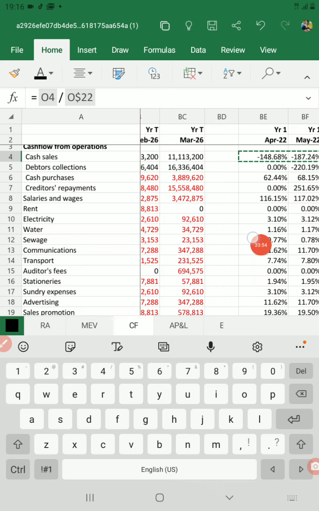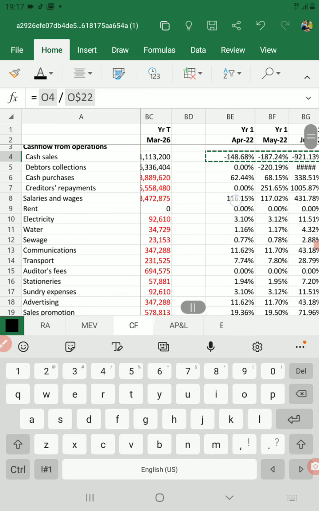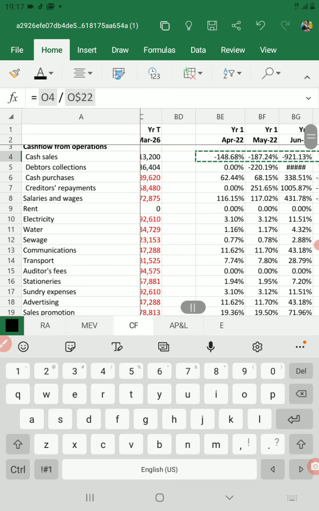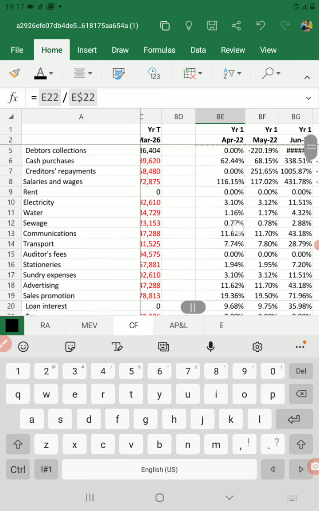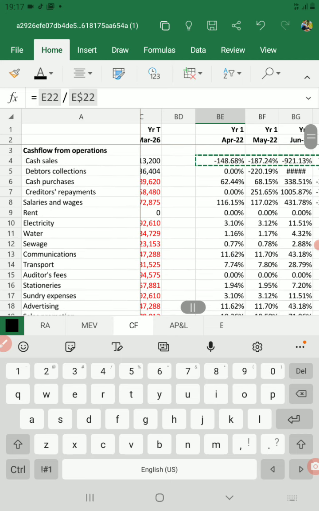And what we did in our annual, we converted these. Instead of using percentage, we use multiples, okay? So we said if total cash flow from operations is 1, how many multiples of this is cash sales? So instead of percentage, we can use multiples.